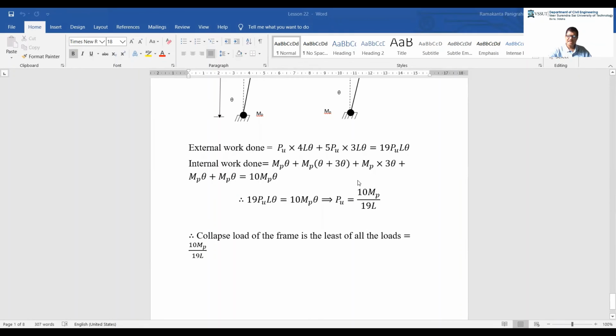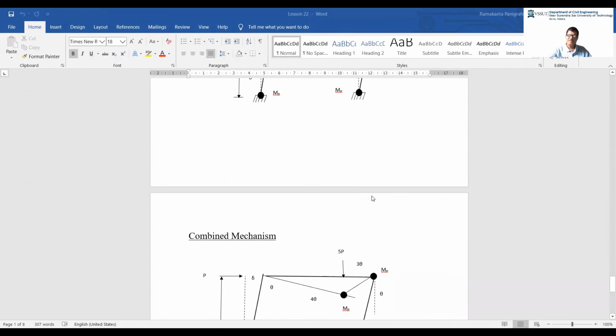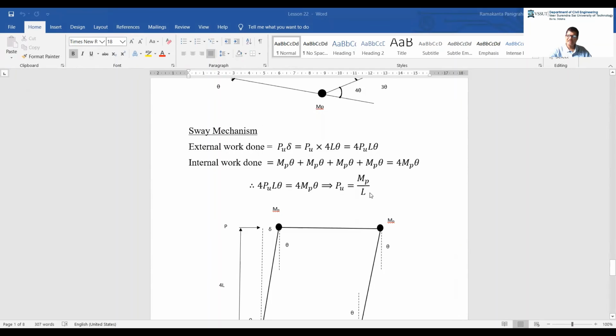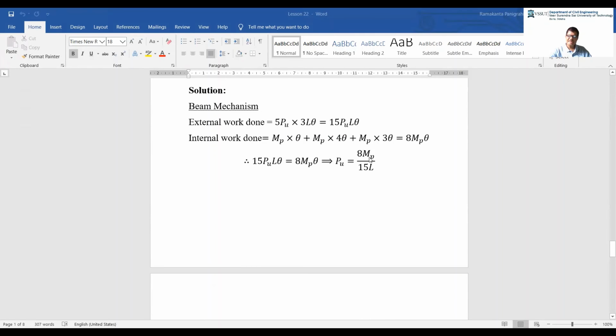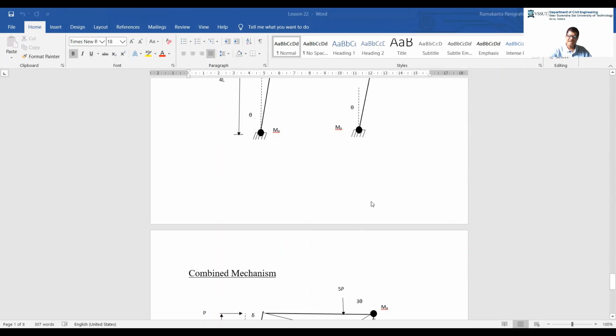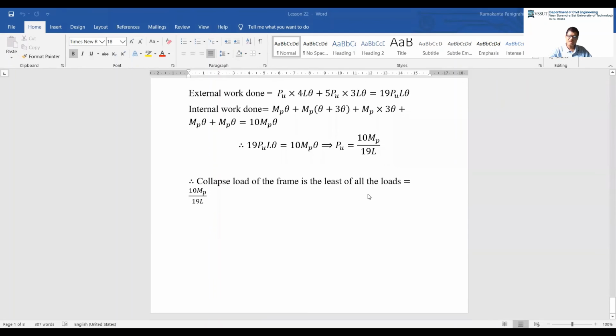Now which is least? 10 by 19. Then you have MP by L, so it is discarded. Now it is 8 by 15. So out of this, find out the lowest. So the lowest value comes out to be 10 by 19. So 10 by 19 will be considered as the collapse load, or the least load for these mechanisms. Now you can find out in a similar way if you get some problems like this.